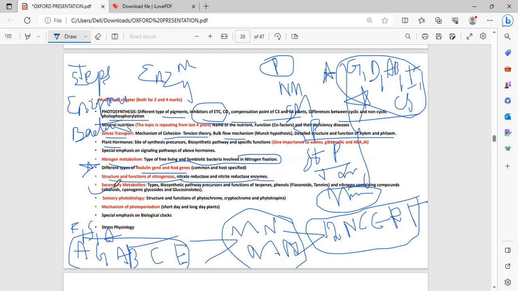Yeah, coming to the secondary metabolites. In the secondary metabolites also, we have to study the types. After the types, we have to study the biosynthetic pathway and also functions.